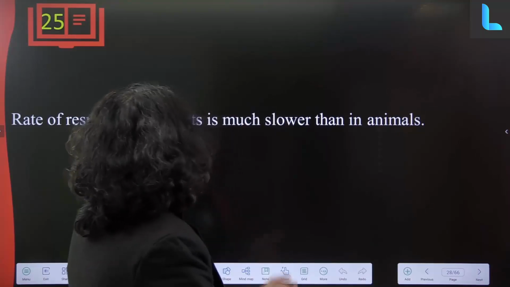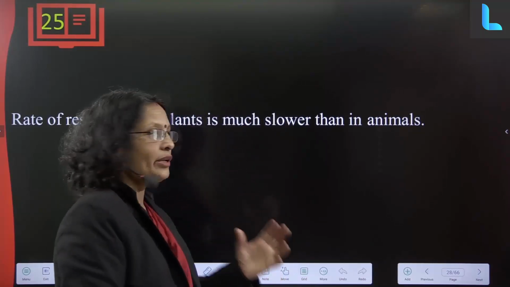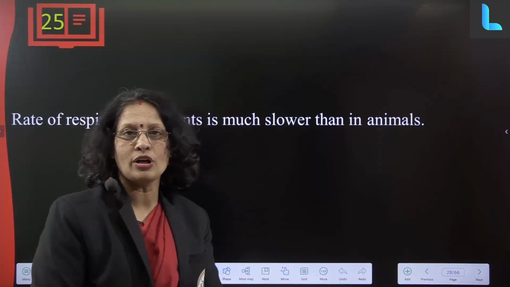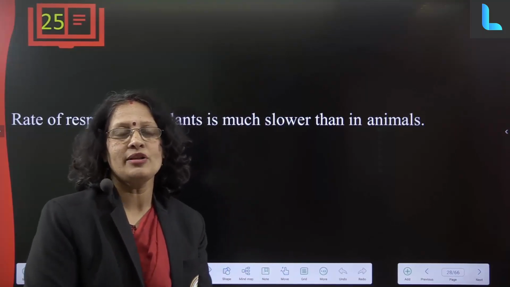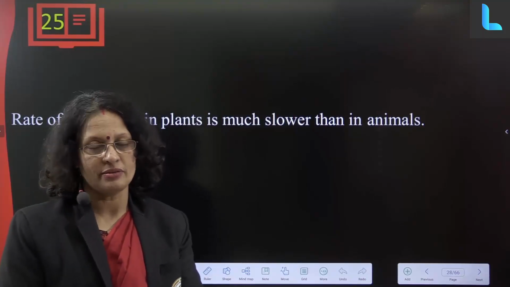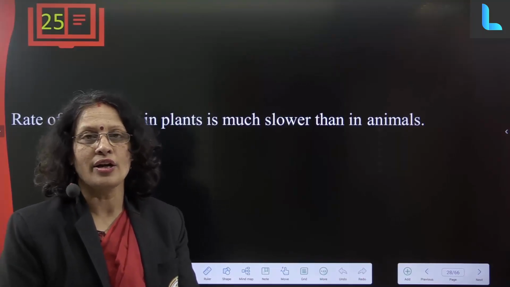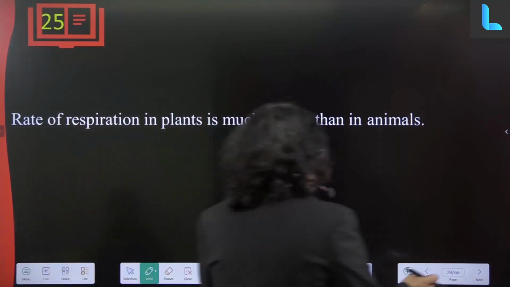Now the rate of respiration in plants is much slower than in animals, because animals do a lot of activity, so the energy requirement also arises very rapidly. That is why the respiration rate is higher in animals, while plant movement is very little or nil, and that is why the rate of respiration is small.